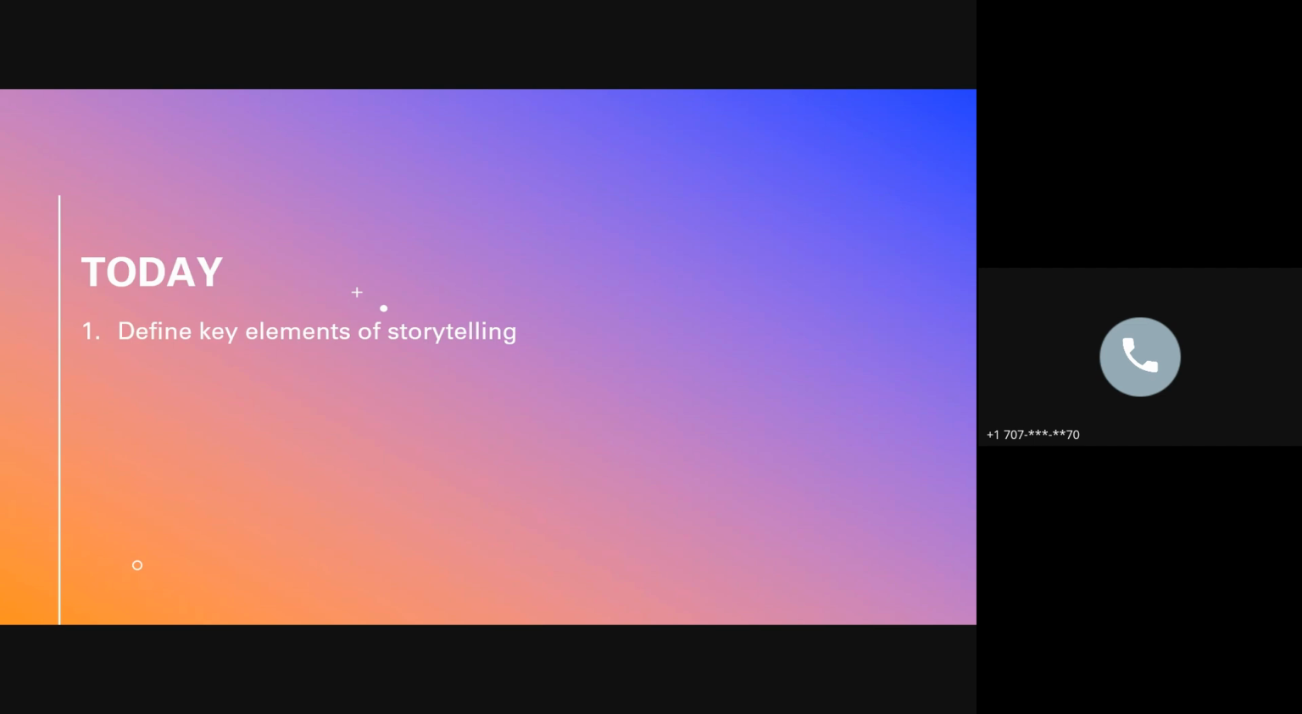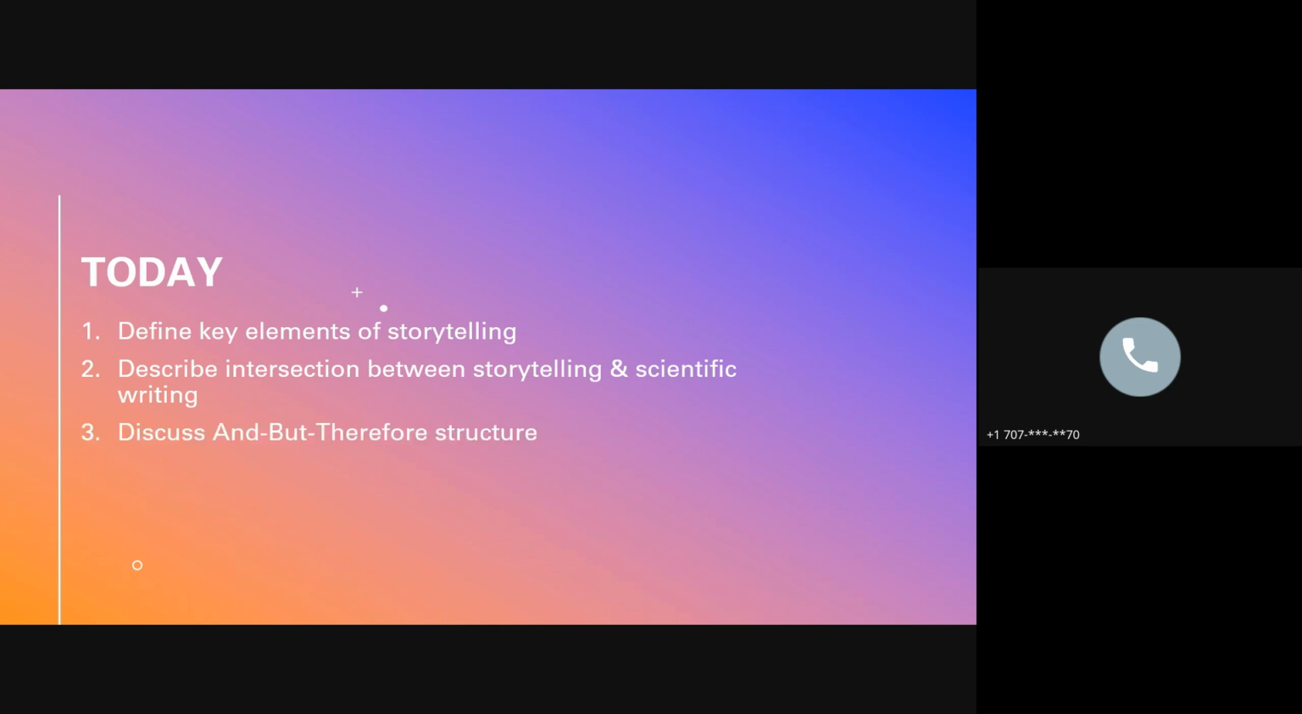So today we're going to define some key elements of storytelling. We're going to describe the intersection between storytelling and scientific writing. And we're going to discuss a structure called the and, but, therefore structure. And that's going to make a lot more sense as we go along. If you're just tuning in while you eat your lunch and you just want to listen, that's totally fine. If you want to interact a little bit more, please have a document open or a piece of paper or something. We're just going to do a couple of quick 1-minute writes, and we'll share a little bit in the chat.